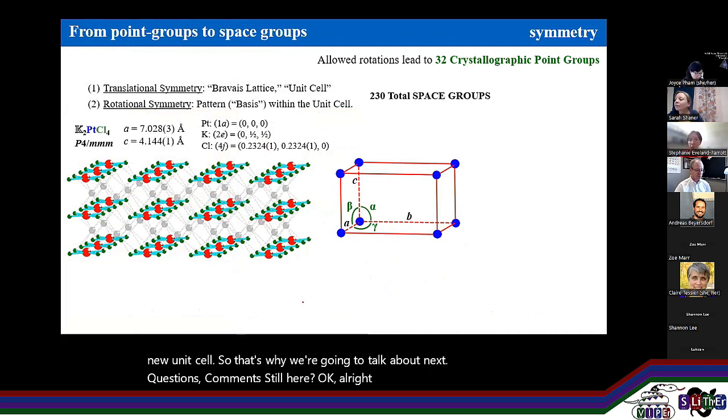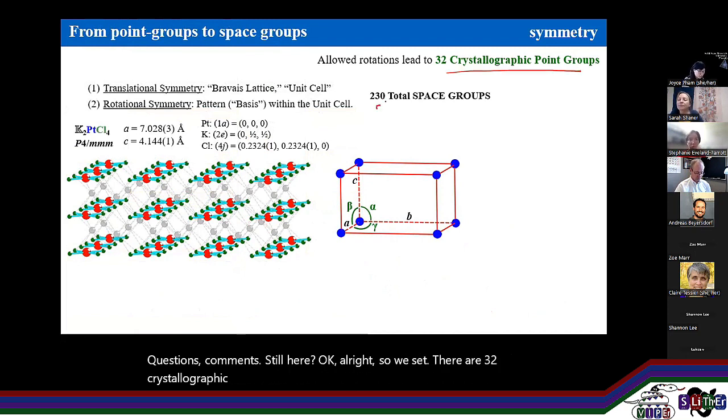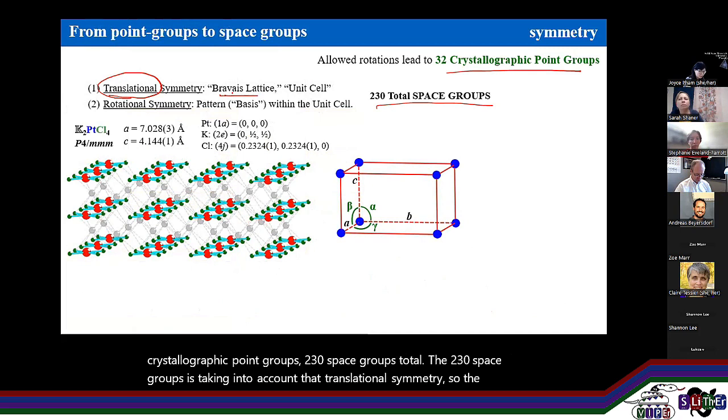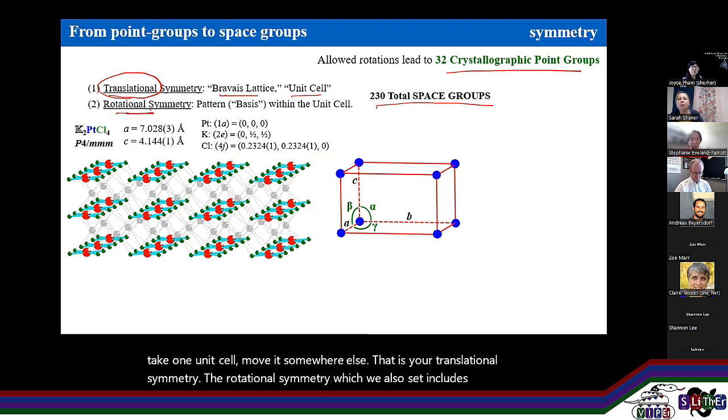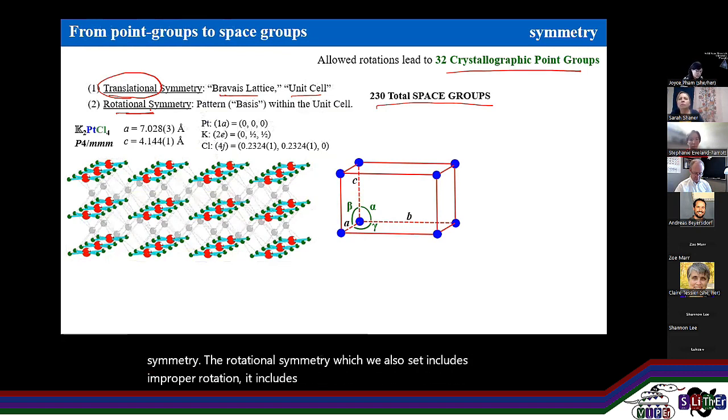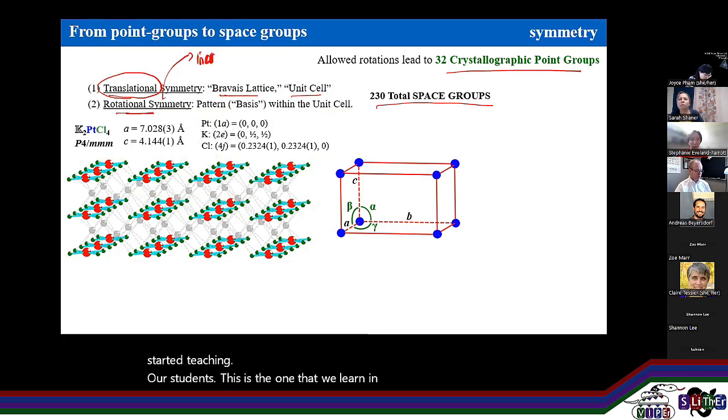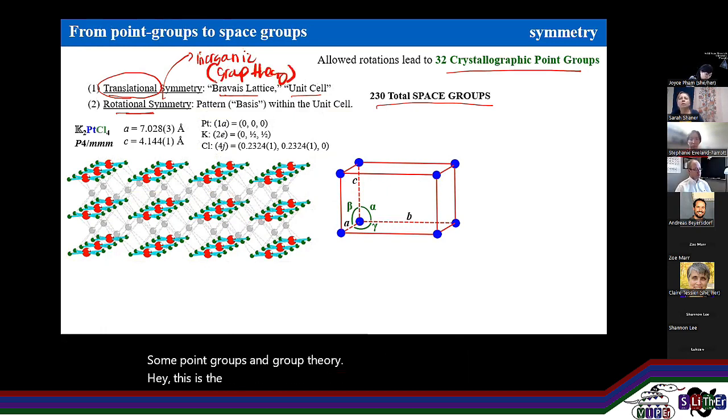All right, so we said there are 32 crystallographic point groups and 230 space groups total. The 230 space groups take into account translational symmetry, so the Bravais lattice that we talked about and the unit cell. We take one unit cell and move it somewhere else; that is your translational symmetry. The rotational symmetry, which we also said includes improper rotation and the mirror planes, is really what we started teaching our students. This is the one that we learn in inorganic when we're learning point groups and group theory. This is the group theory component of inorganic.